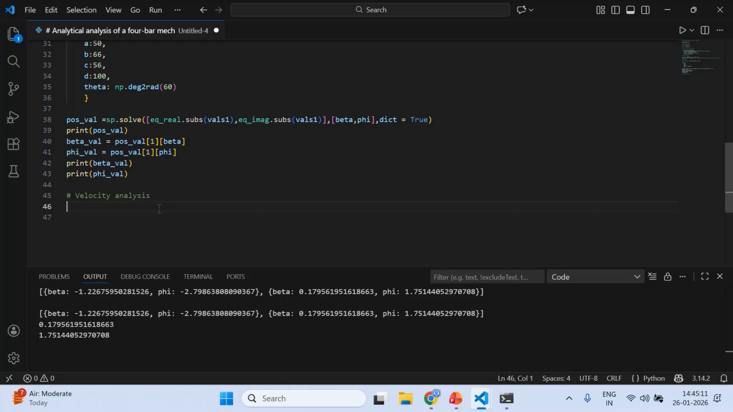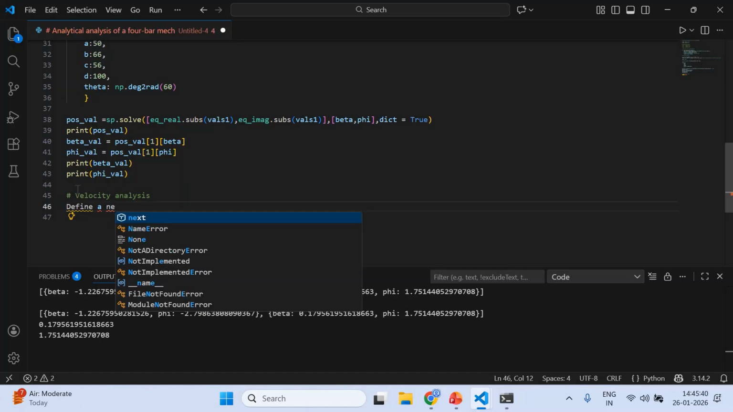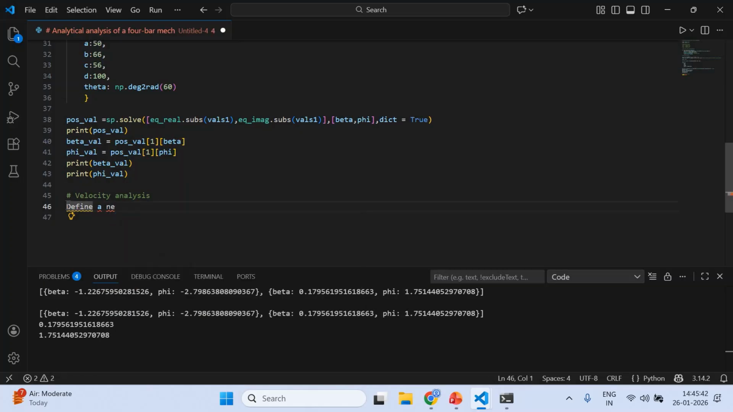Now there is a catch here. Till now the differentiation part was not in the picture, so we were simply solving a set of trigonometric equations. But here we are going to use differentiation. For that, we need to define a new symbol that represents time. So here I am going to define a new symbol variable.